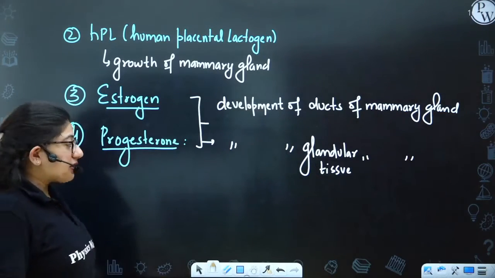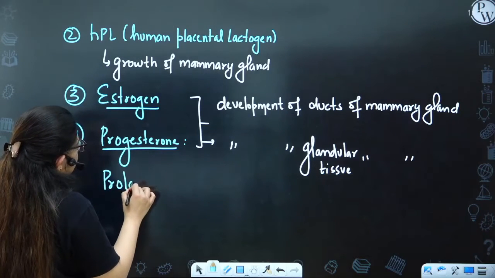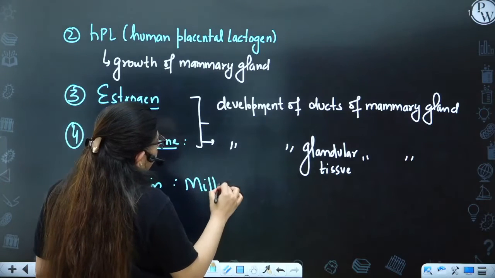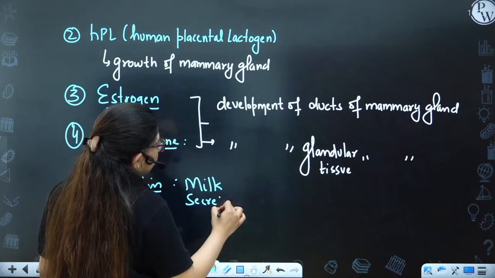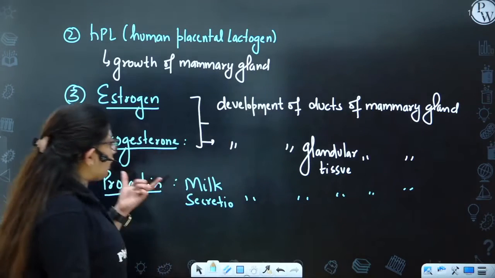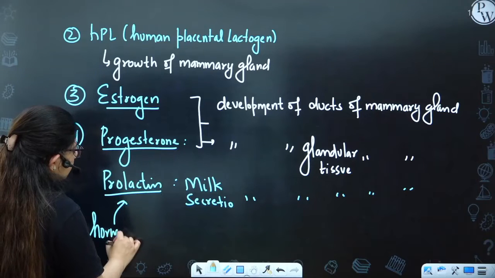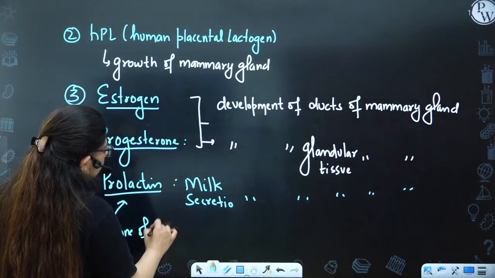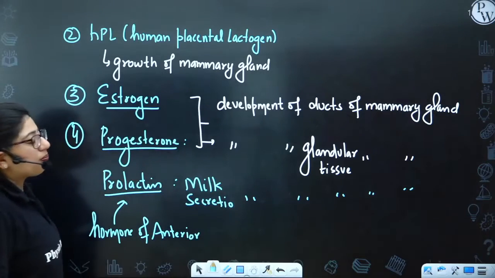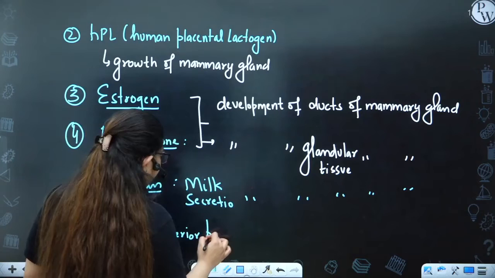Apart from this, there is another hormone, that is prolactin. Prolactin also helps in milk secretion and the development of glandular tissues of the mammary gland. But prolactin is the hormone secreted by the anterior pituitary. So do not get confused. This is not the hormone of your placenta, rather it's the hormone of your anterior pituitary.